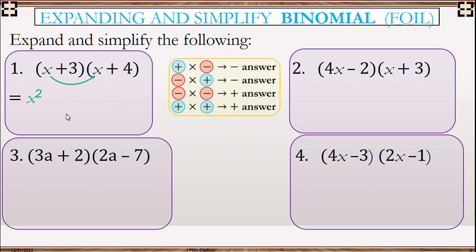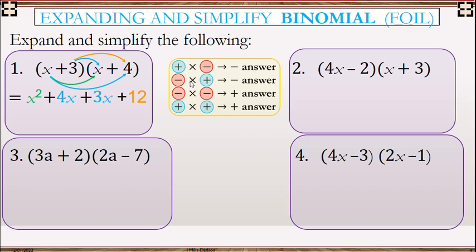That's x squared. X times 4 is plus 4x. 3 times x is plus 3x. Then 3 times 4 is plus 12.